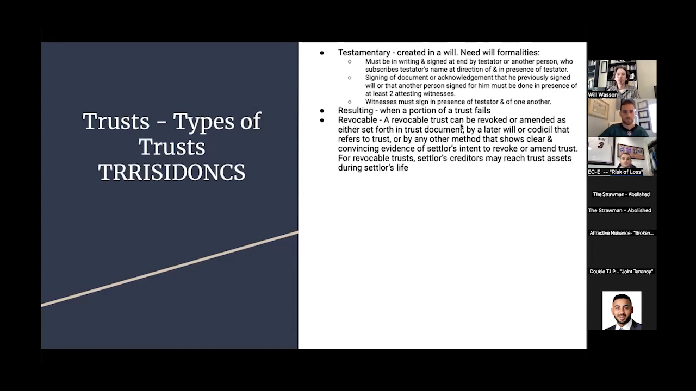A revocable trust is a trust that can be revoked or amended. This would be a trust that is made inter vivos, while the testator is alive. And the thing you have to remember is that you can have two types of trust in the same trust. So a revocable trust can also be an inter vivos trust. They can be the same thing at the same time. This is made during a settlor's life, and a later will or codicil or something changes the trust.